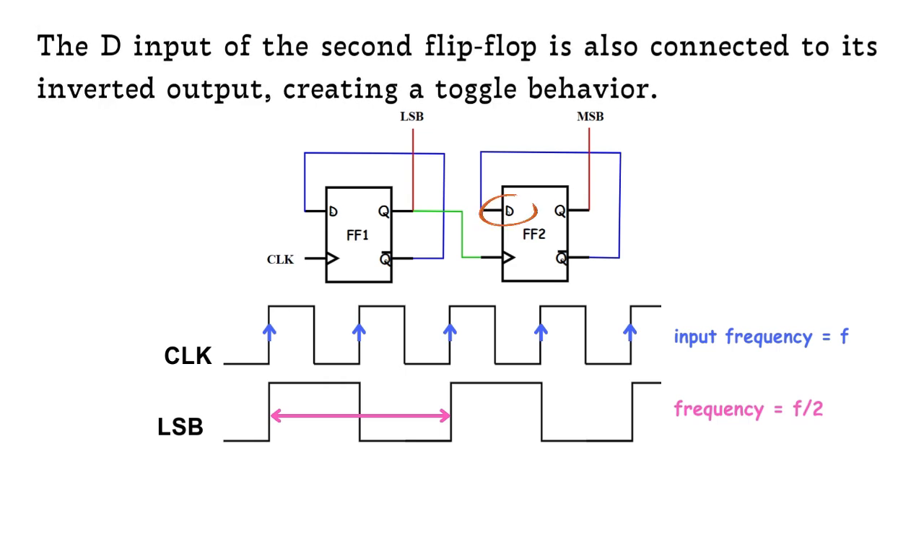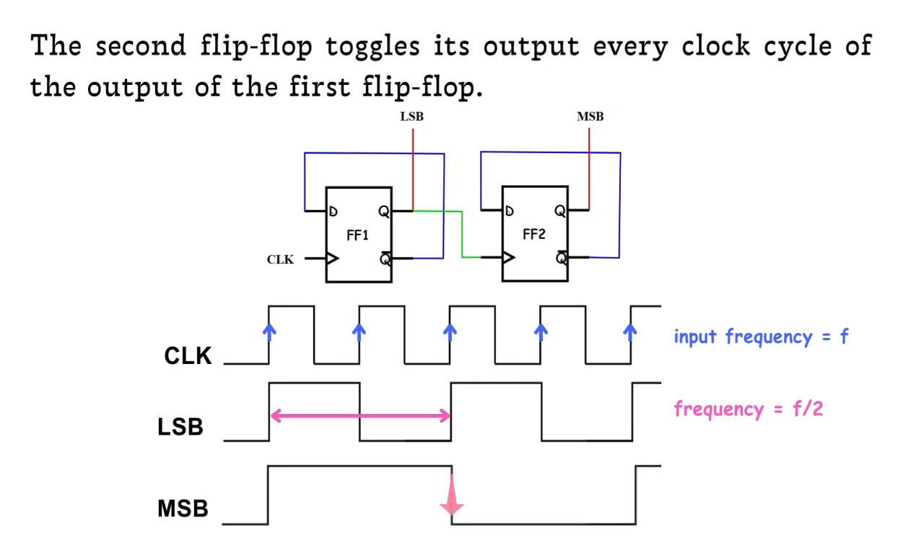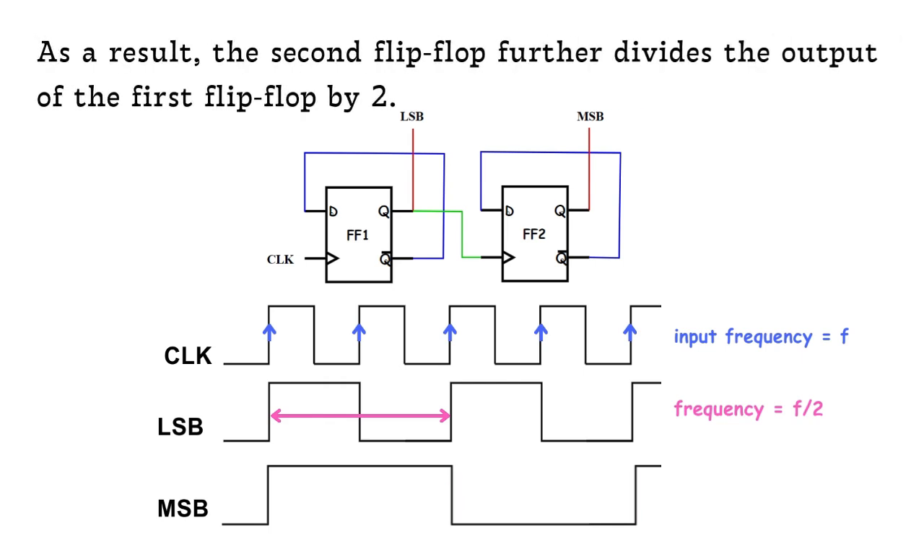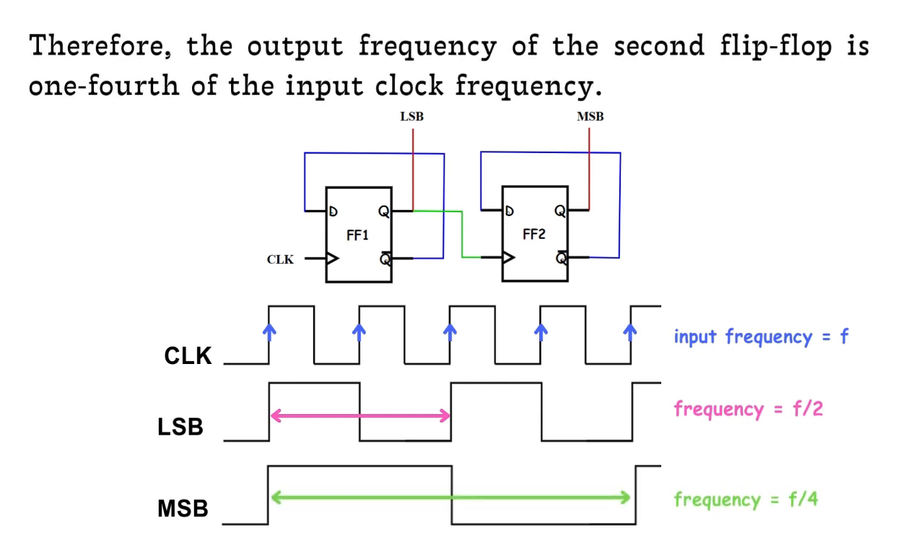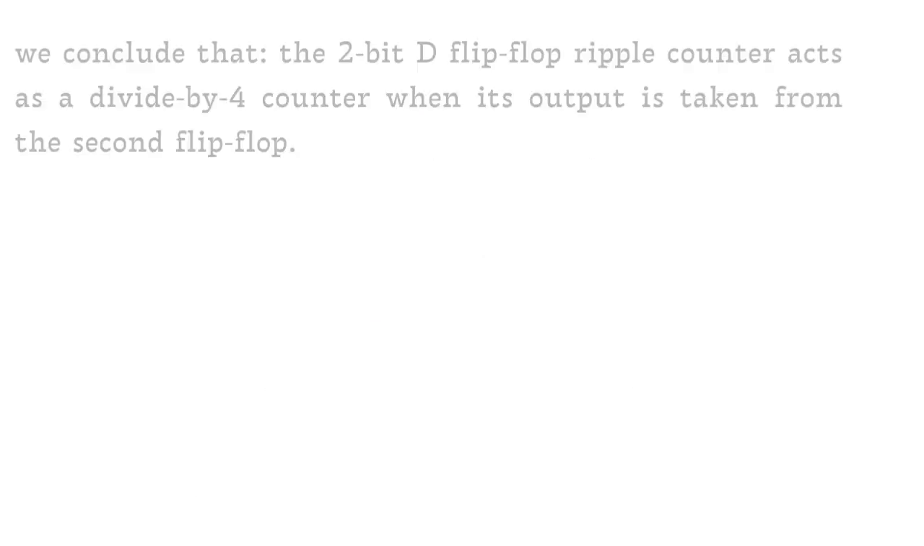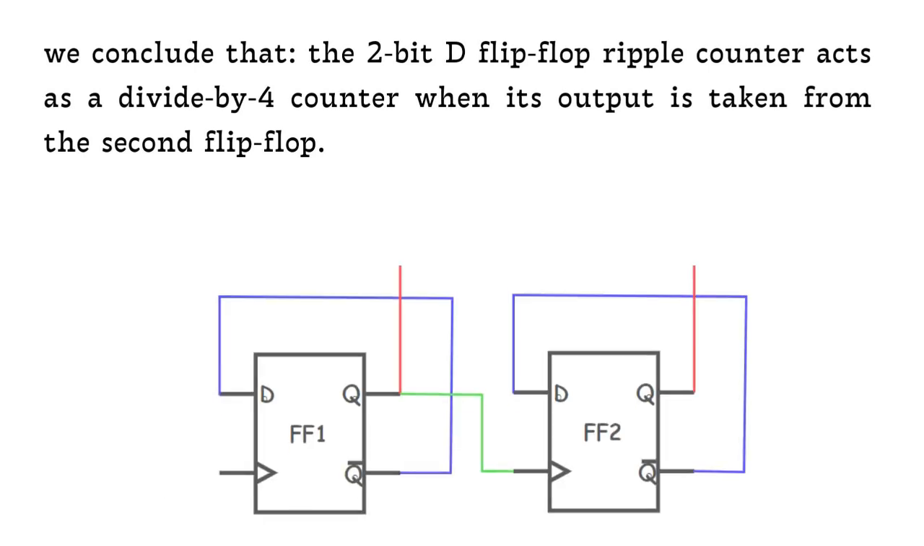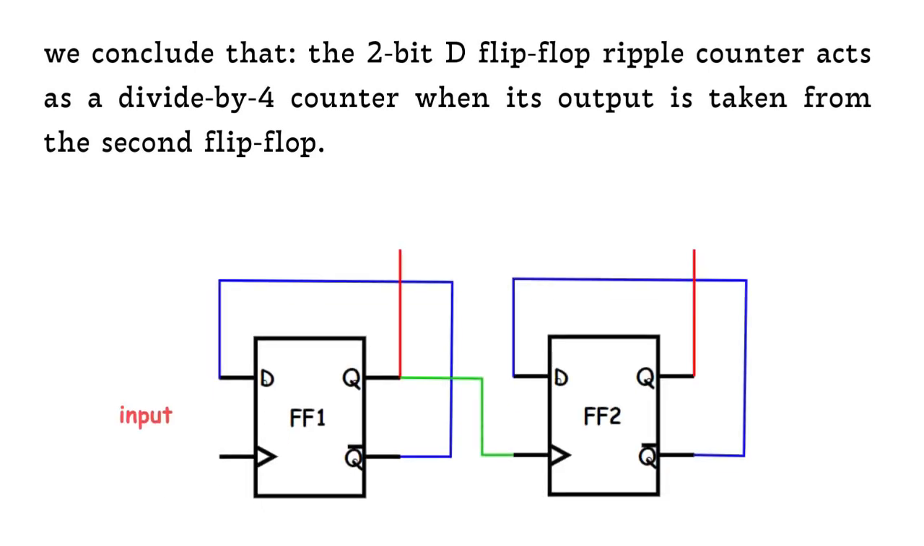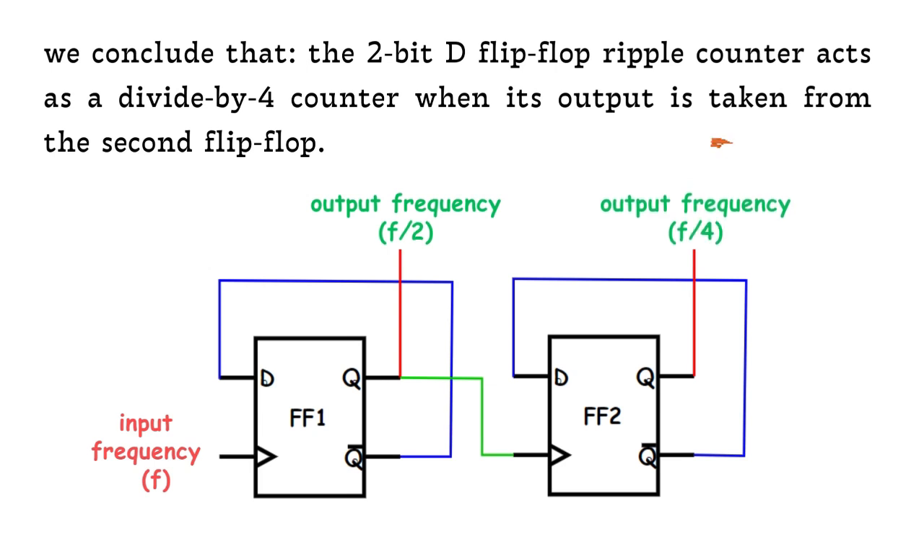The D input of the second flip-flop is also connected to its inverted output, creating a toggle behavior. The second flip-flop toggles its output every clock cycle of the output of the first flip-flop. As a result, the second flip-flop further divides the output of the first flip-flop by 2. Therefore, the output frequency of the second flip-flop is 1/4 of the input clock frequency. We conclude that the 2-bit D flip-flop ripple counter acts as a divide by 4 counter when its output is taken from the second flip-flop.